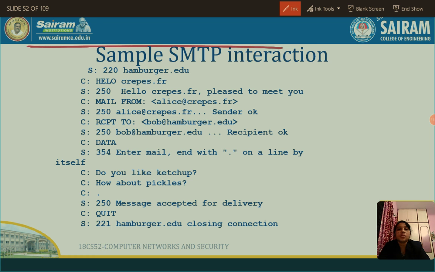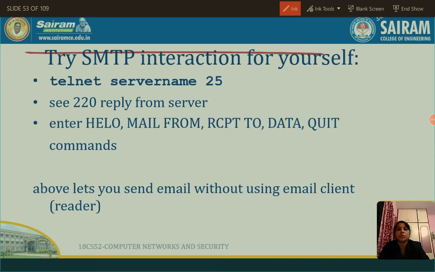Then the client says I want to send the mail to Bob at the receiver's mail ID, it should be given, and again the server will say okay, the recipient is also okay. Then the client will be sending the data, and the server will say enter mail, end with a period on a line by itself. So whatever is typed within the body will be encapsulated, so all the data will be sent. Once the data is sent, the client will say quit and the server will say close the connection. So this is how SMTP interaction happens between the two servers.